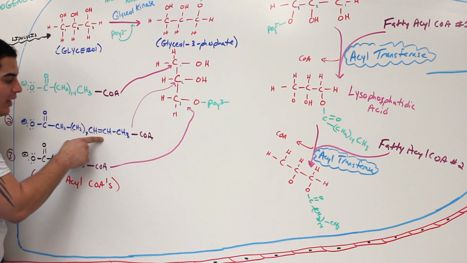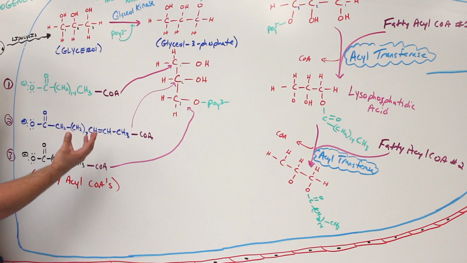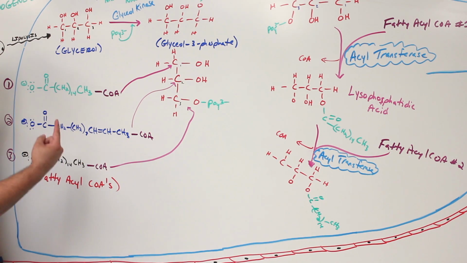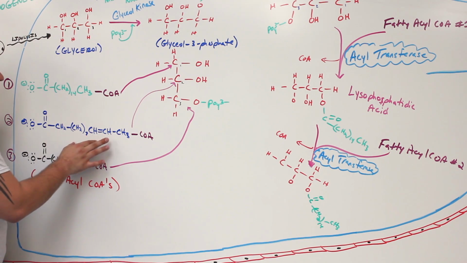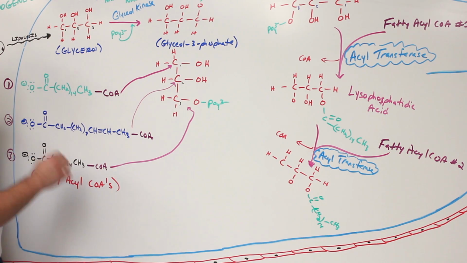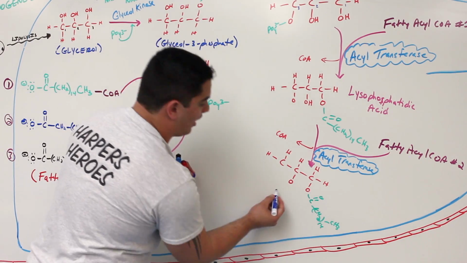So he's an unsaturated fatty acid. This is a saturated fatty acid. Saturated just means that it has no double bonds. Unsaturated means it has a double bond. If it's monounsaturated, it has one double bond. If it's polyunsaturated, it could have many double bonds. The critical thing is that the second fatty acid added has to be unsaturated. Okay, so now we're going to add on this second fatty acid, but it has to be unsaturated. So now let's add that on.